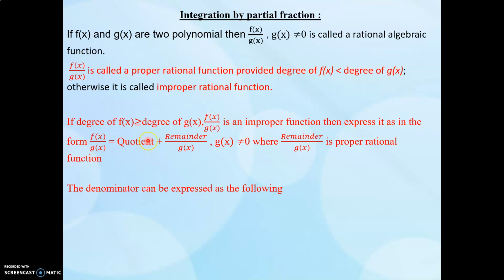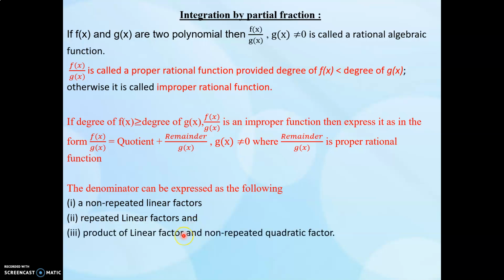So these are the two methods, and if the degree of both numerator and denominator are the same, then you have to adjust the numerator as the denominator. That is the third rule we already discussed. So these three cases you have to check while solving this kind of question. The denominator can be expressed in the following ways. So in this integration by partial fraction, one type is the denominator will be a non-repeated linear factor. Second one, repeated linear factor. Third one, product of linear factor and non-repeated quadratic factor.